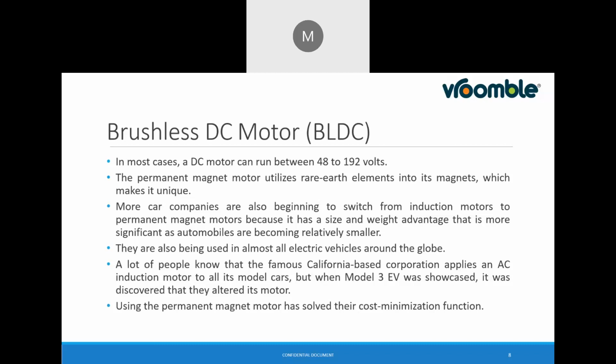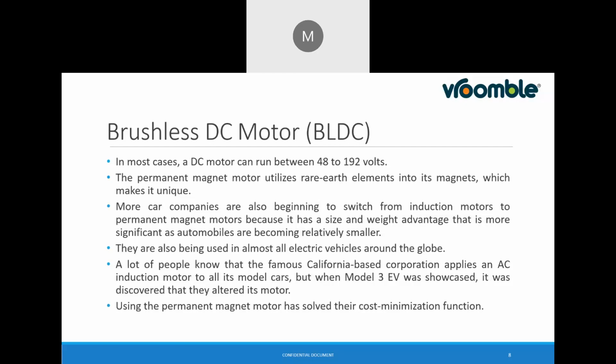If you know the famous California based corporation, that is nothing but Tesla. Though Tesla started with an AC induction motor, eventually, as we have seen yesterday, they are also switching to the synchronous reluctance motor, right? They are also using a permanent magnet motor, which has given them a big cost advantage, and the efficiency and performance have increased drastically.